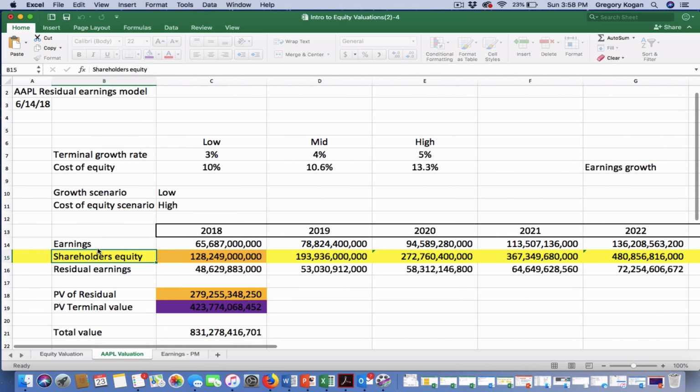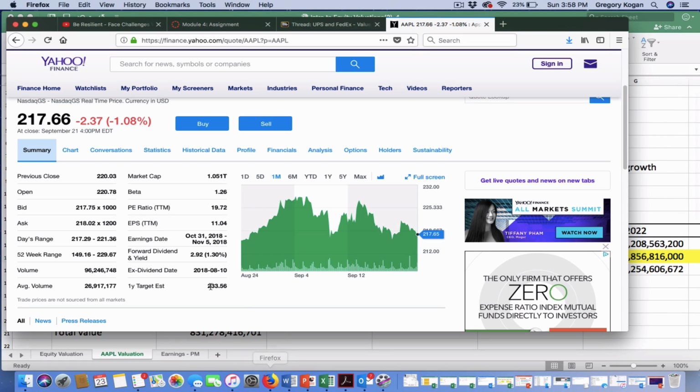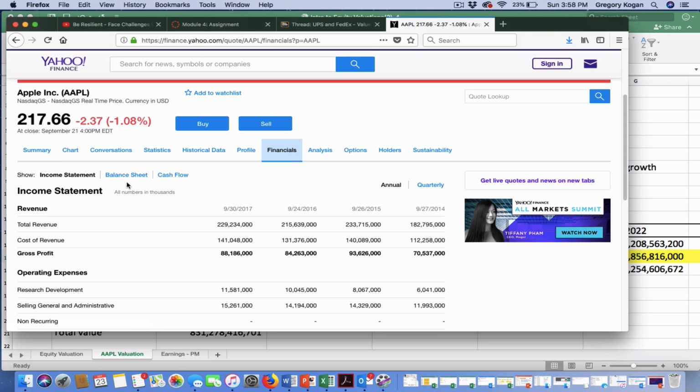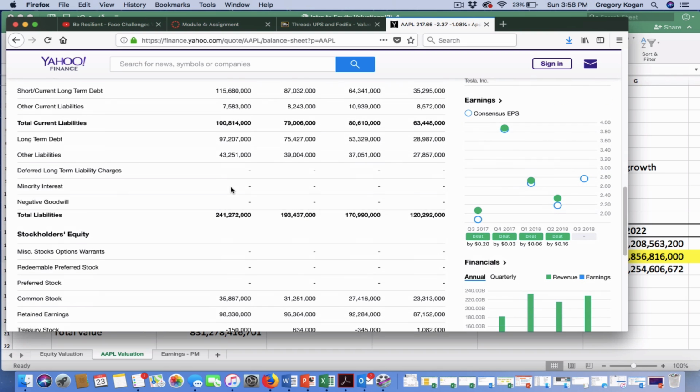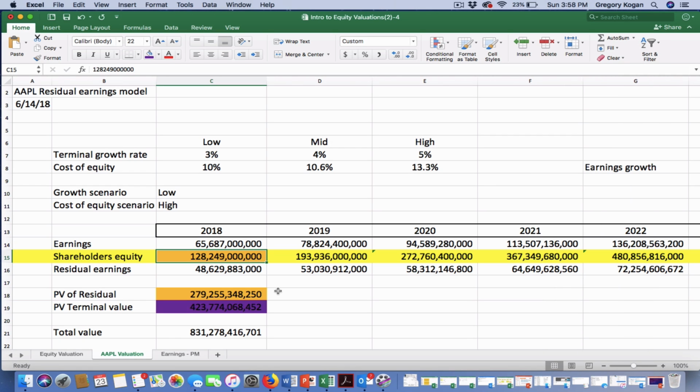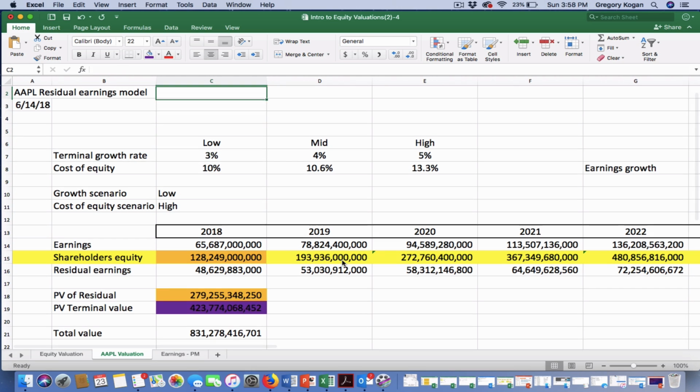You can get the other numbers from the balance sheet data. You can go to financials and look at a balance sheet. Total assets minus total liabilities is all I put there. That's how I got it. And then for the next one, you can just look at the model. It's basically last year plus earnings. Everything is set up for you there.